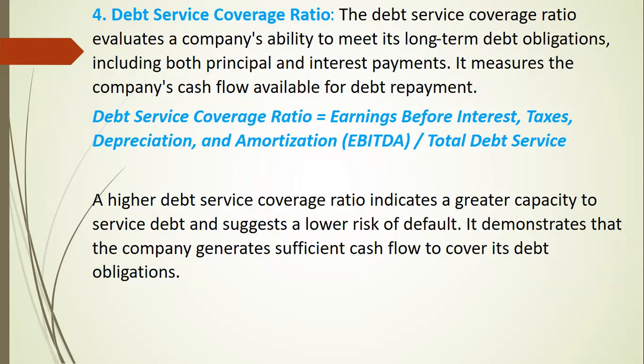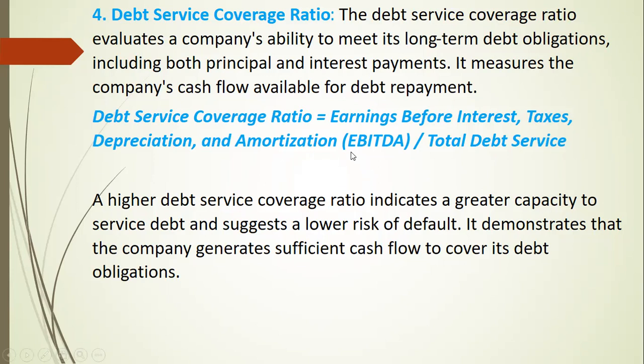So the debt service ratio can be computed as earnings before interest, tax, and depreciation and amortization divided by total debt service. So the debt service here will be the principal amount plus interest payment, isn't it? The total of it. Then a higher debt service coverage ratio indicates a greater capacity to service debts and suggests a lower risk of default. It demonstrates the company generates sufficient cash flow to cover its debt obligation, isn't it?